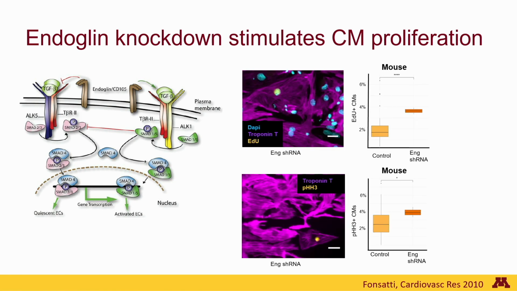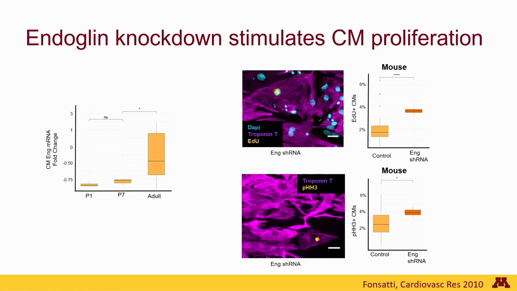So this is in mouse cardiac myocytes. When we inhibited endoglin using shRNA, we saw about a 2-fold increase in EDU incorporation and also about a 1.5 to 2-fold increase in phosphorylation of histone H3. When you look at endoglin expression on isolated cardiac myocytes, this goes up from P1 to P7 to adulthood. So we thought, okay, maybe inhibition of this gene could be a promising target for restoring the cardiac myocyte proliferative ability.